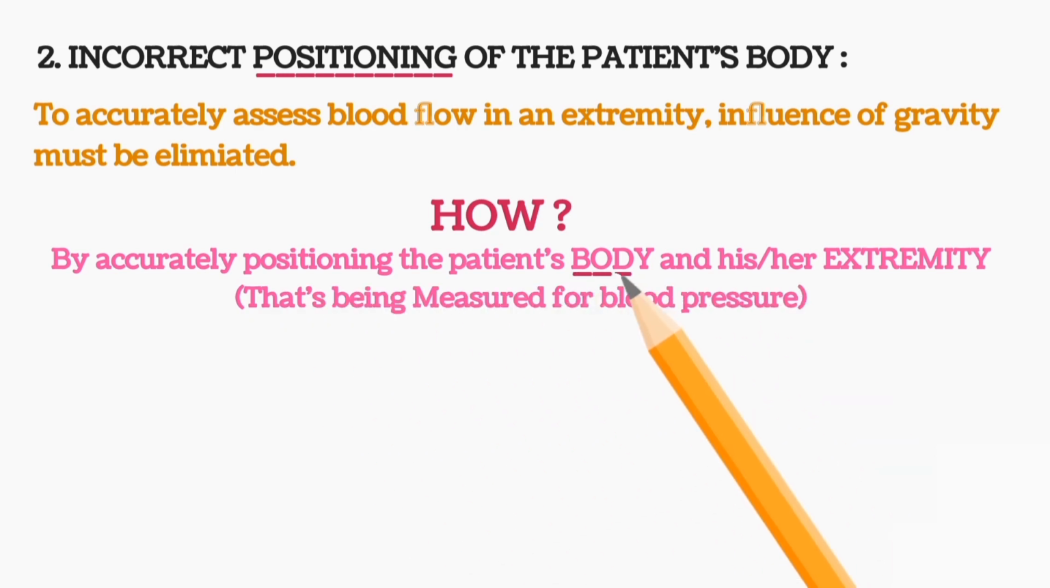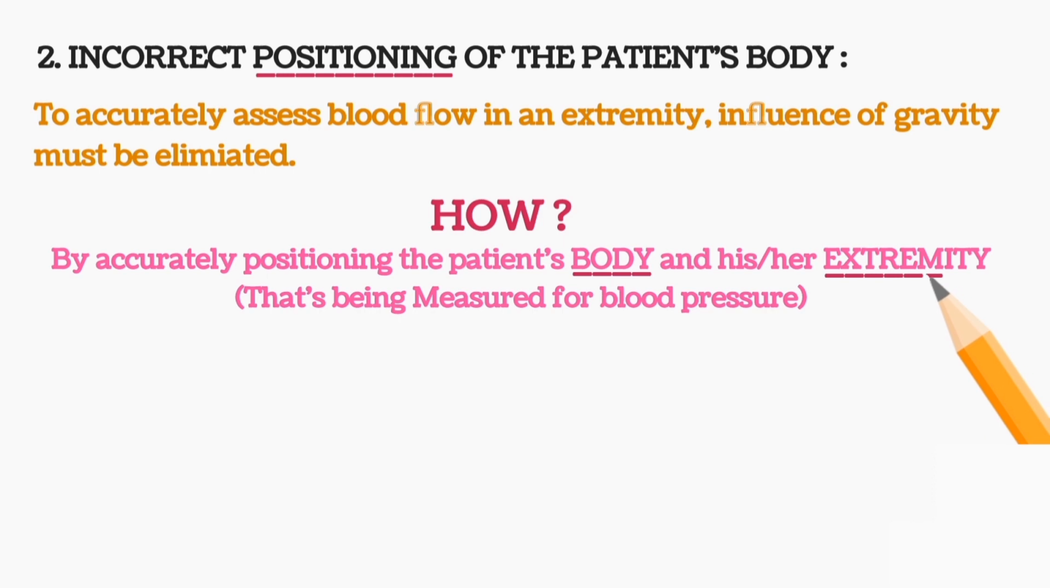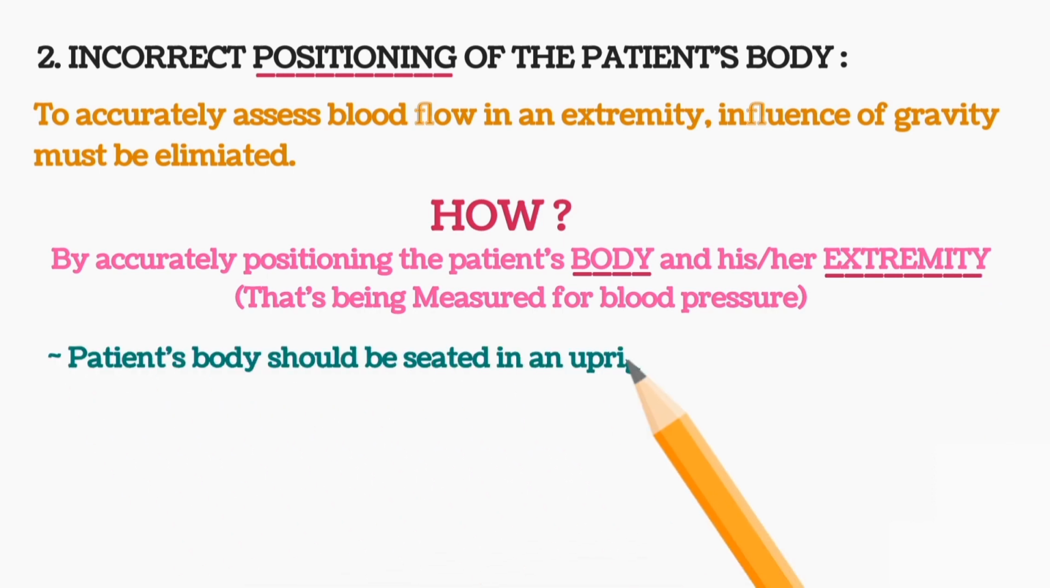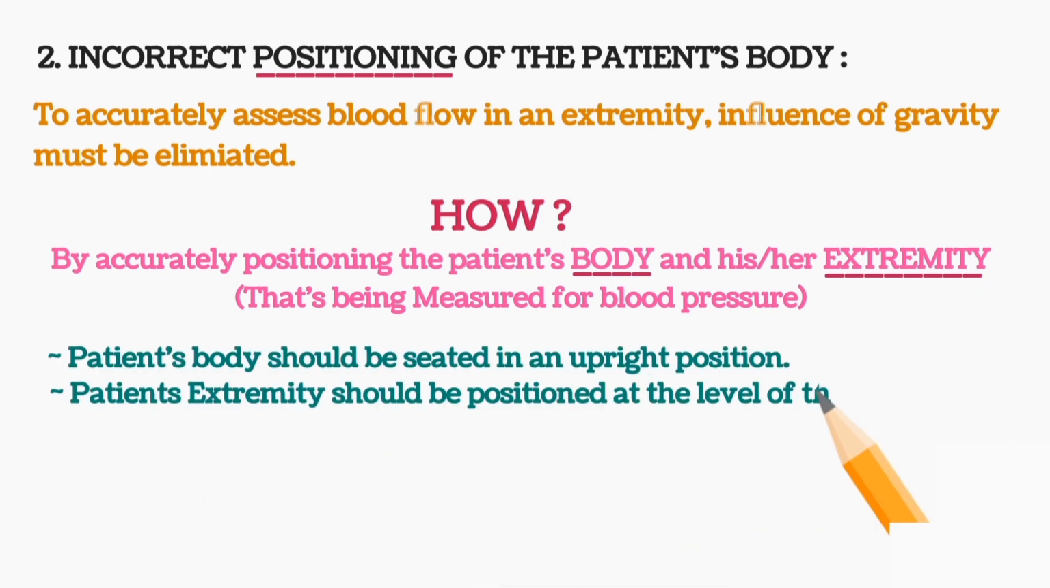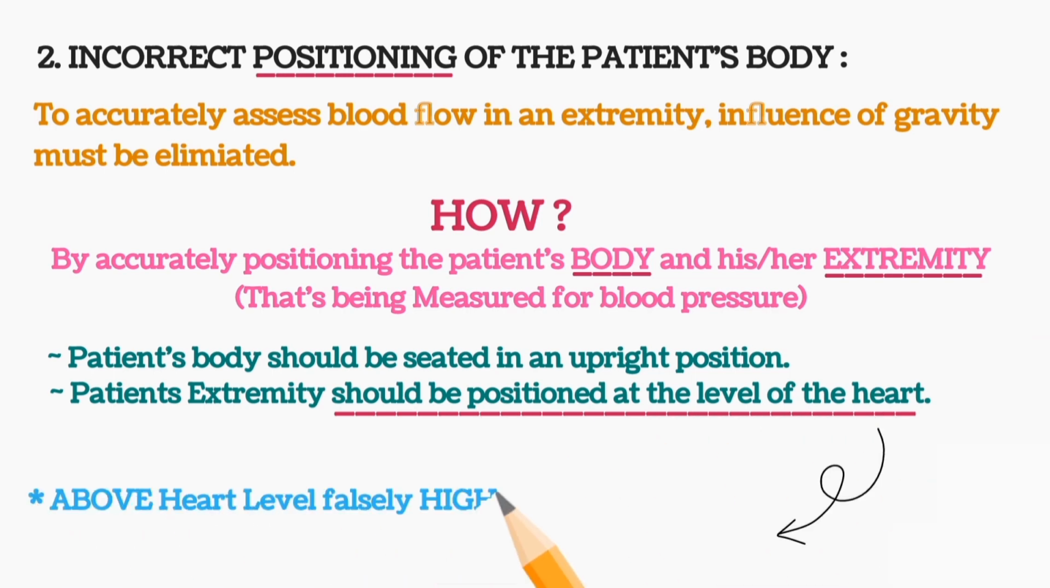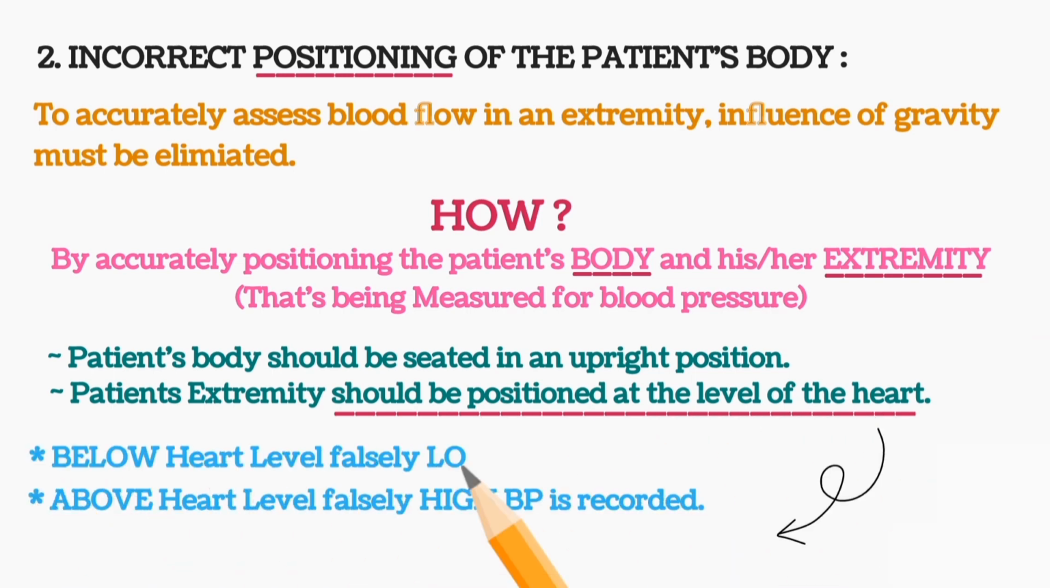measured for blood pressure. The patient should be seated upright and the extremity should be at the level of the heart. Why? Because if it is below the level of the heart, the blood pressure recorded will be falsely low, and if it is above the level of the heart, the blood pressure recorded will be falsely high.